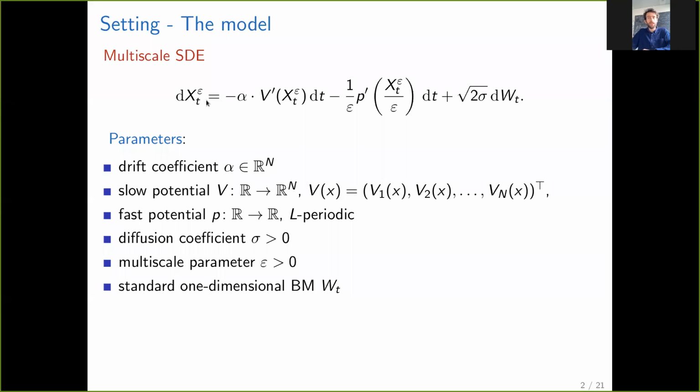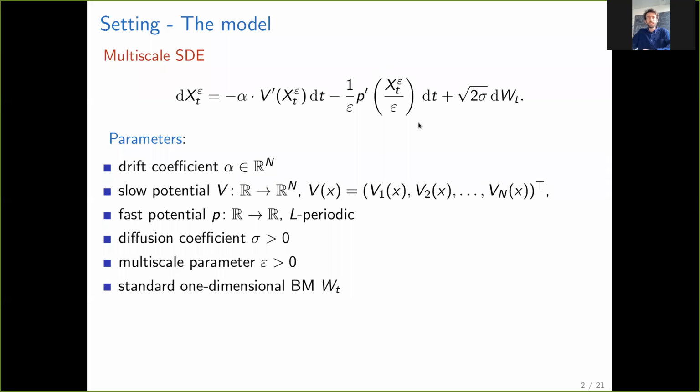So X is a one-dimensional diffusion process, which solves this differential equation where we have a slow scale potential. The first term is a slow scale potential, which is actually a vector valued function. So we have here capital N functions, which are multiplied by capital N drift coefficients. And this is the slow part of the potential.